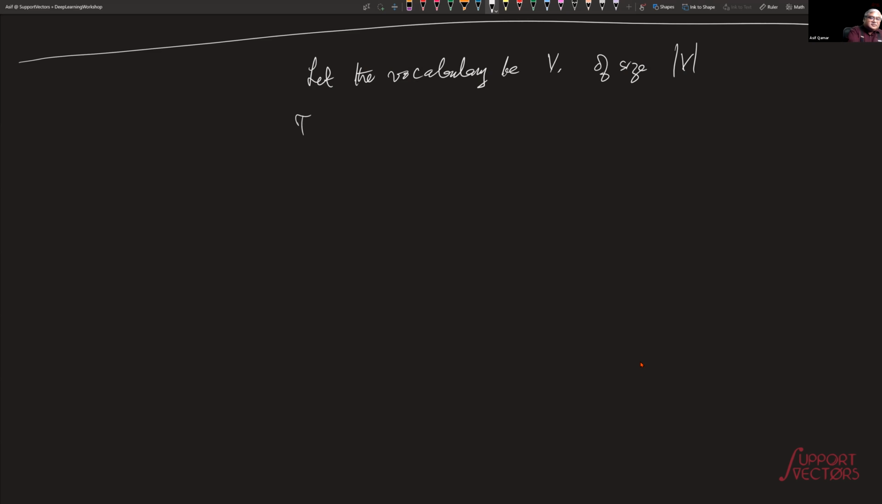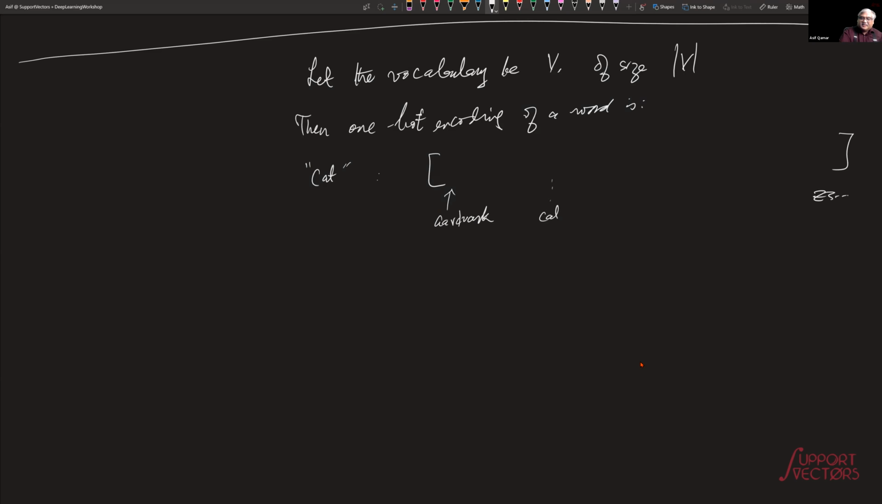Then one-hot encoding of a word is what? So suppose you have a word cat. What you do is you first create an index for every word in the dictionary. So aardvark, work, all the way to z something, right? So now somewhere in there is a place for cat. You'll put 0 everywhere and put a 1 there and 0 everywhere.